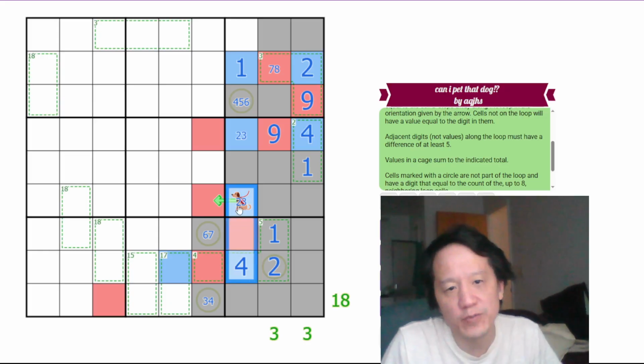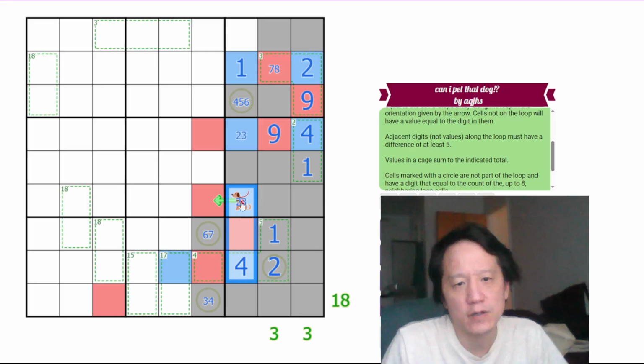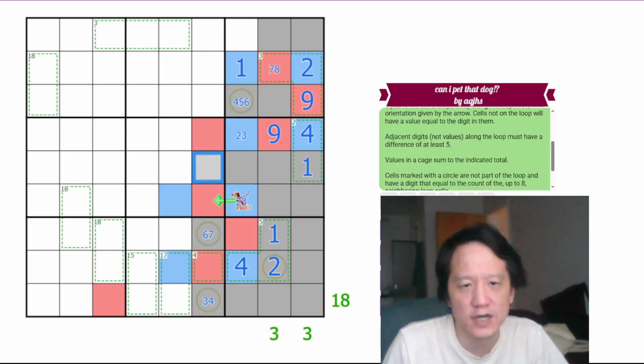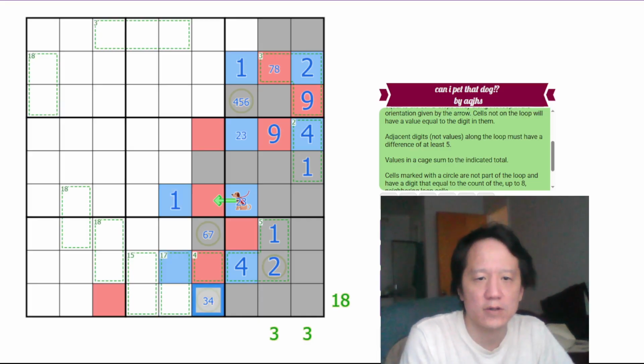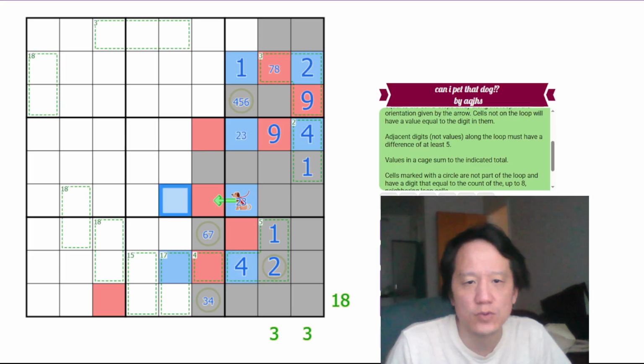So 4 away from here has to have a 1. So it has to be 1, 2, 3. It cannot be here because that would be 1. So it has to go this way. So this is 4. This is not on the loop then. So this has to be a 1 here. It has to be 2. Oh, wait, no, 2. So it could be here. This is 2 or 3. Okay. These both have to be 9.